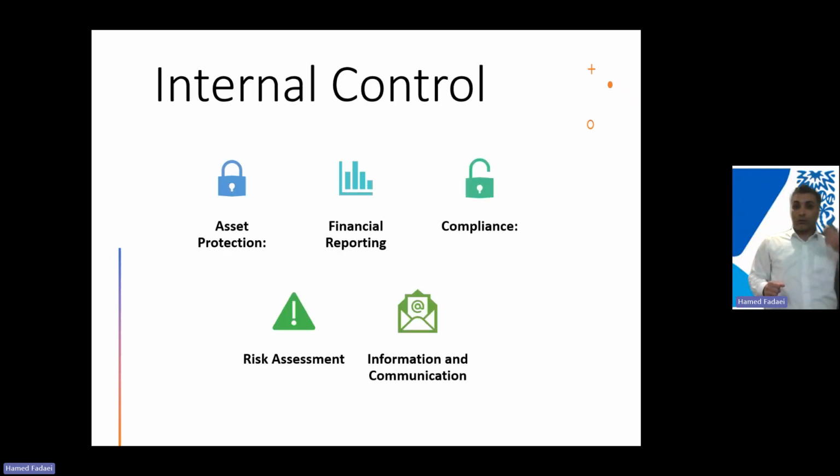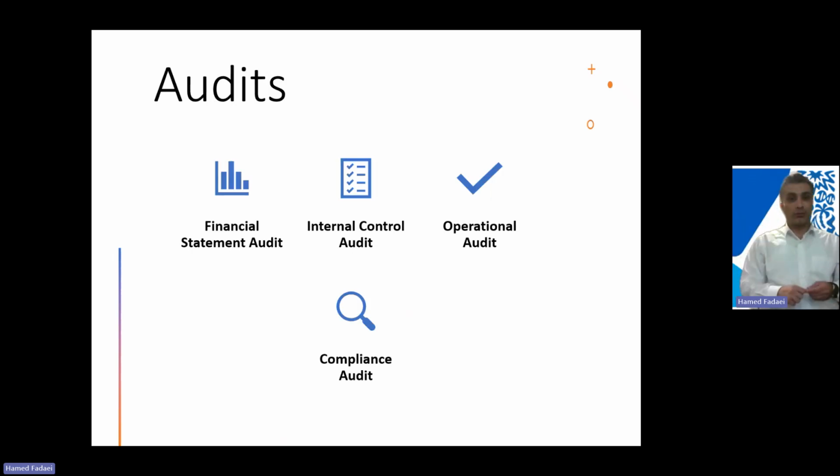I'm going to talk about internal control. It's divided into five parts: access protections, financial reporting, compliance, risk assessment, and information and communication. Information and communication means making more facilities, using new advanced technology to get more benefit for internal control. And I'm going to talk about audits. Audits are divided into four parts: financial statement audits, internal control audits, operational audits, and compliance audits.